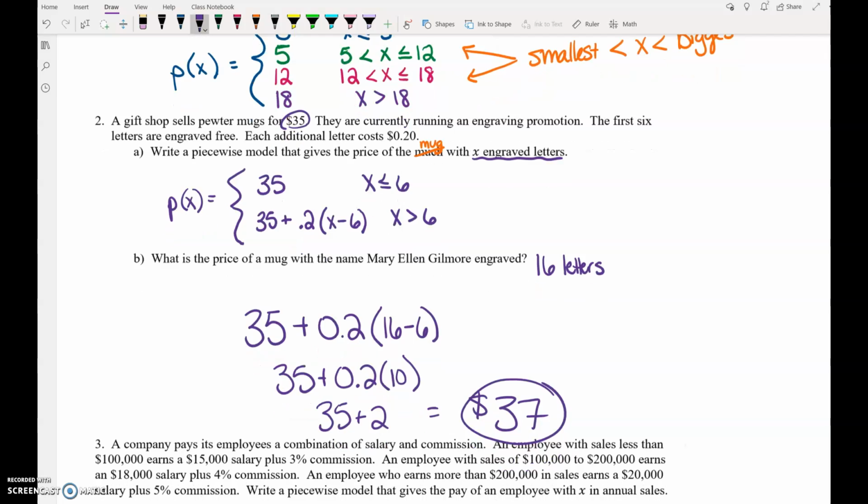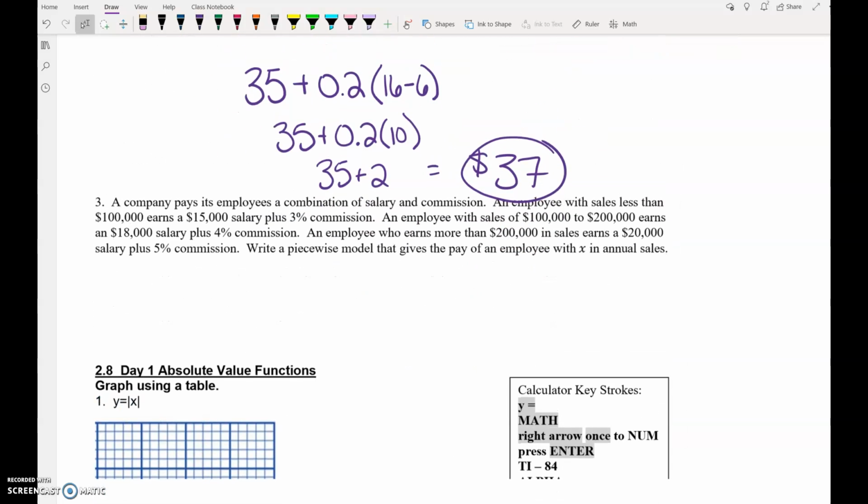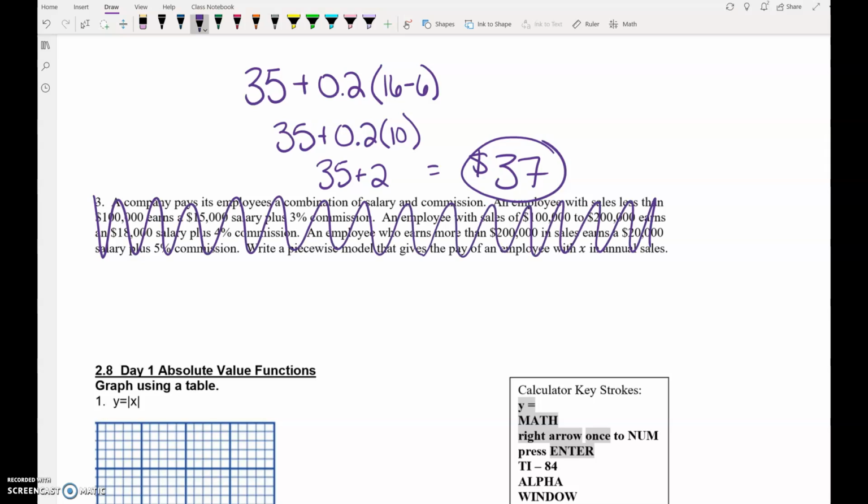A company pays its employees a combination of salary and commission. Okay, honestly, no. No, I'm not feeling it, so we're just not going to do that one. Is that okay? Yeah. You cool with that? All right.